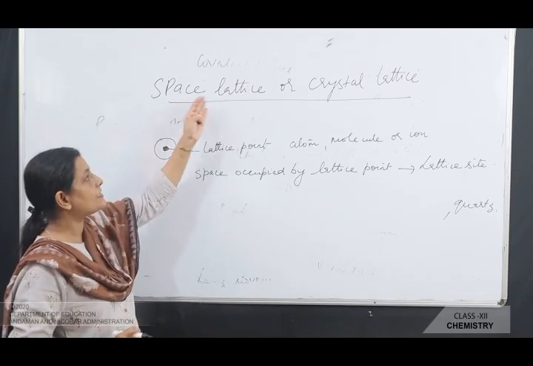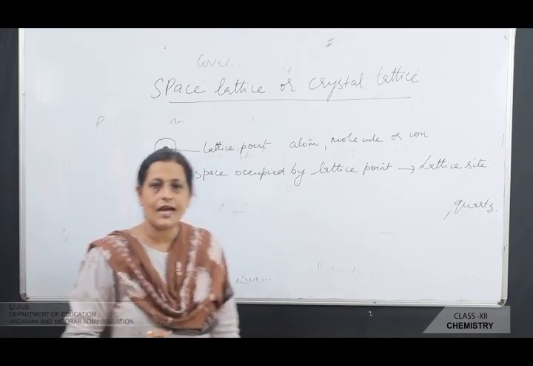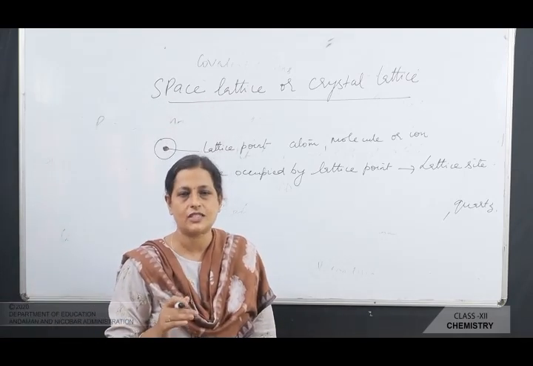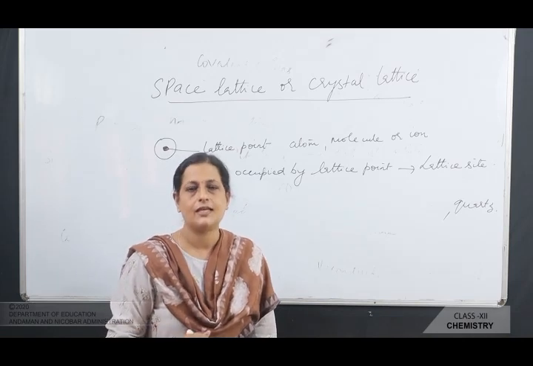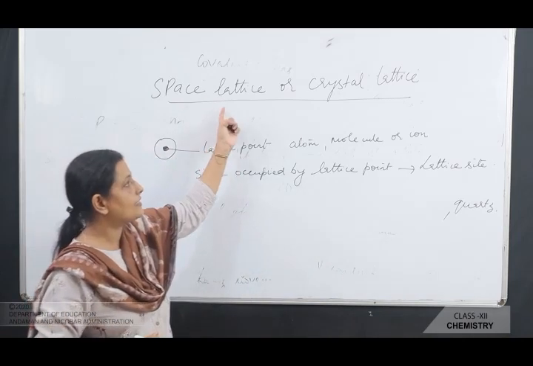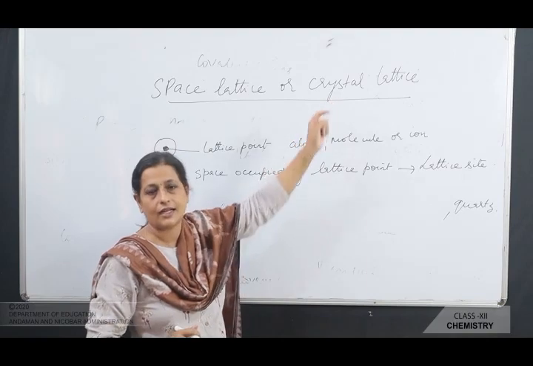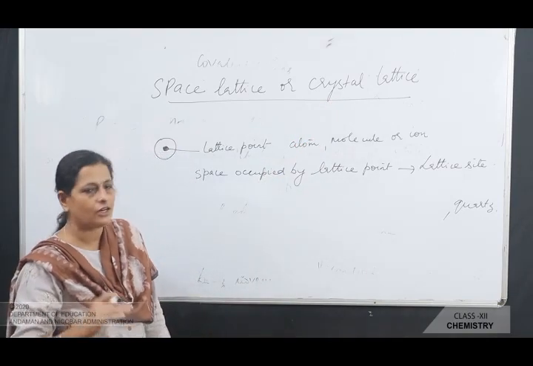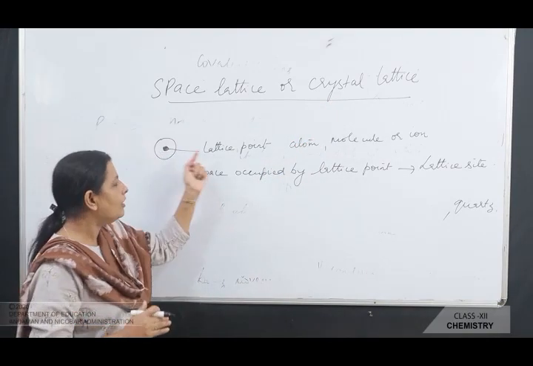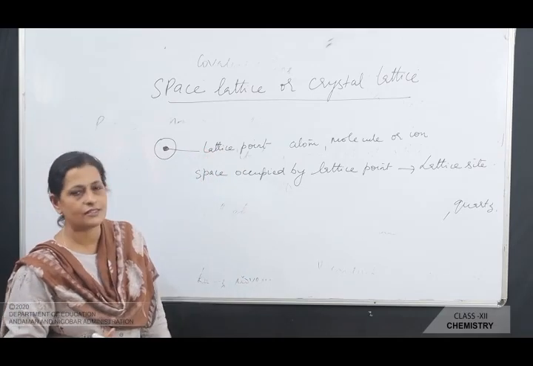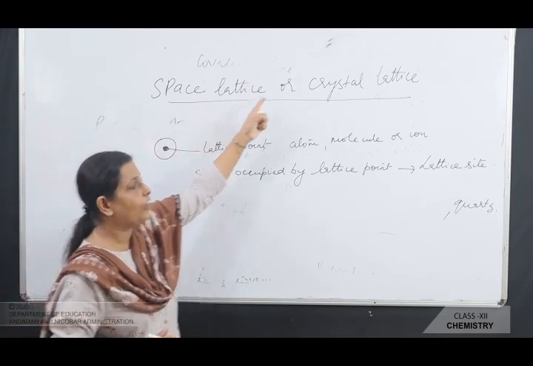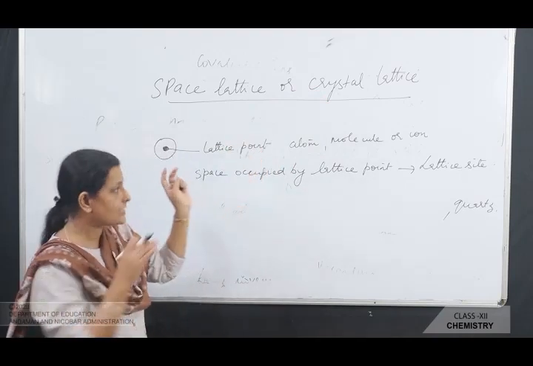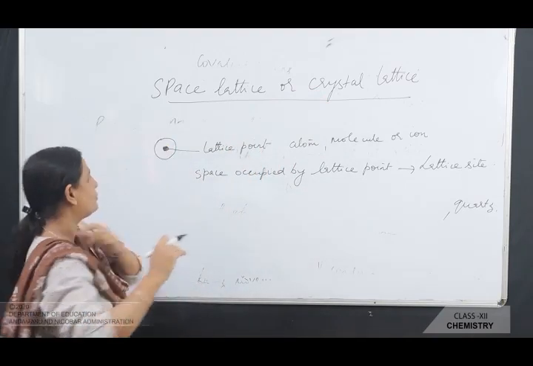Now, what is space lattice? The three-dimensional arrangement of constituent particles in space is known as space lattice or crystal lattice. The three-dimensional arrangement of constituent particles, or the lattice points, in space is known as space lattice or crystal lattice. I will just write it here and then I will draw it for you.